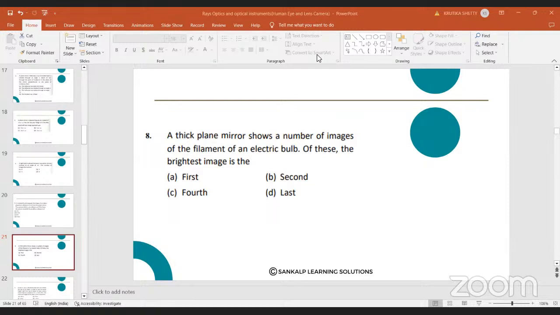So for the first image there will be some unpolarized light. The second image will be brighter than that. Option B is 100% correct.